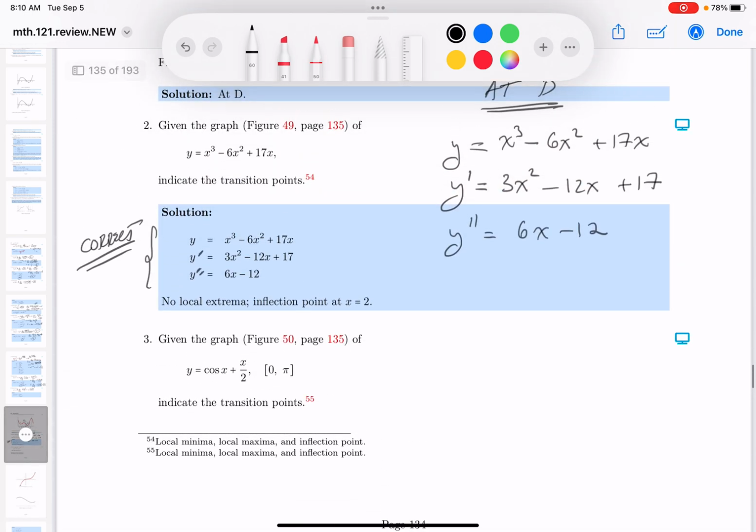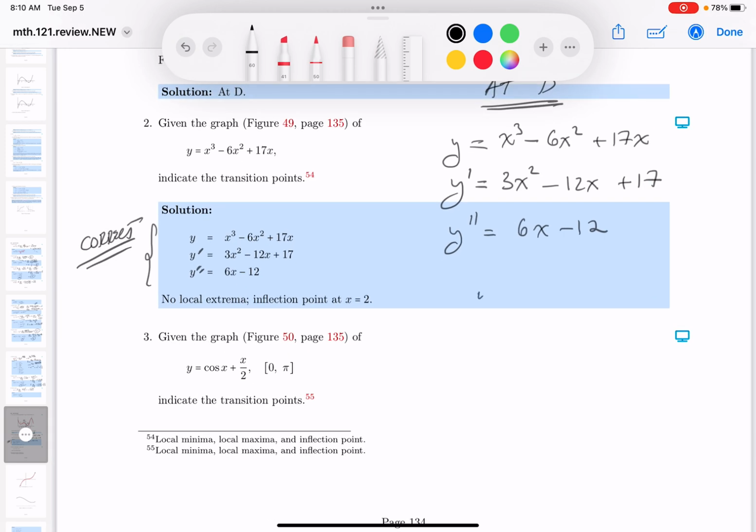One thing I want to look for is, are there any extrema on the curve? Because maybe they didn't give me the complete picture. So one thing I'll do is ask, does y prime ever equal 0? Well, let's take a look at that. I'll write that down for you. 3x squared minus 12x plus 17. Well, I can't factor this using finger numbers, so I use the quadratic formula.